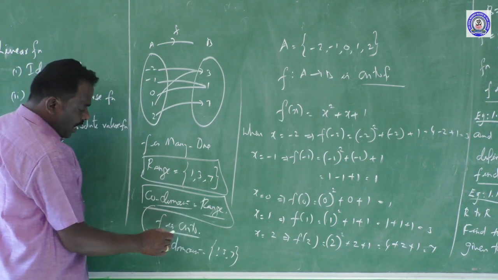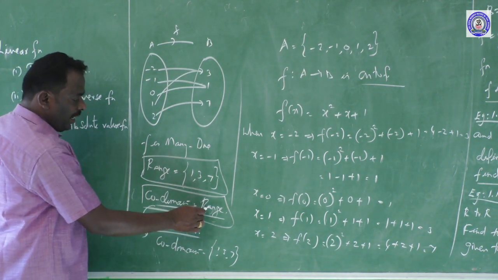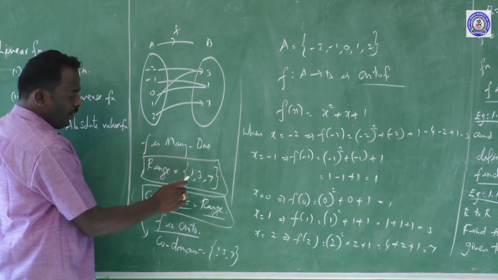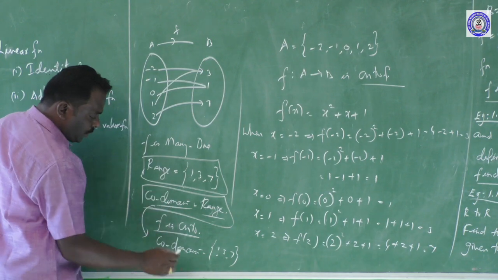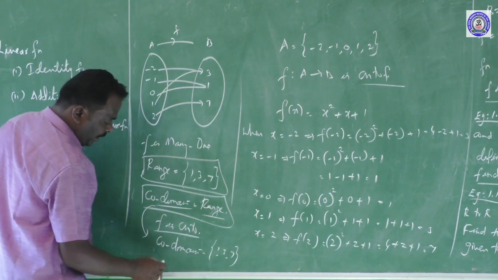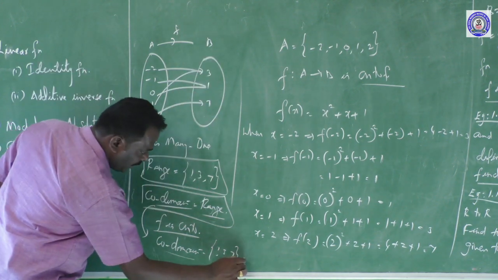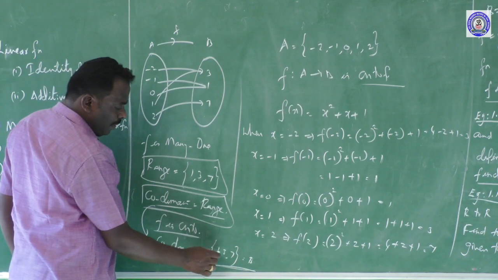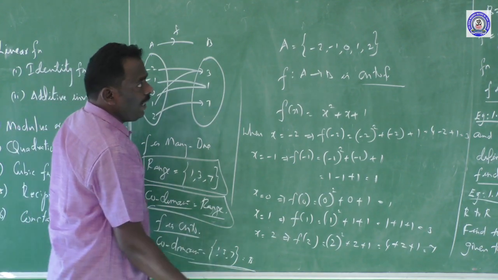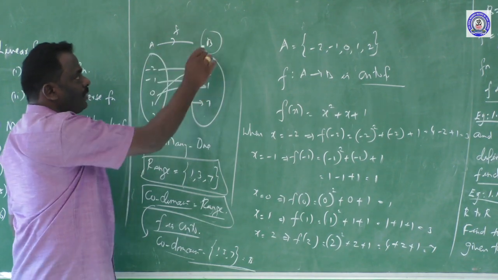Because it is an onto function, range and codomain are equal. We know the range by the function values, range is equal to 1, 3, 7. And therefore the codomain is also 1, 3, 7. The codomain is defined by B. Therefore B set is defined by 1, 3, 7. We wanted to find the set B, that is called the codomain.